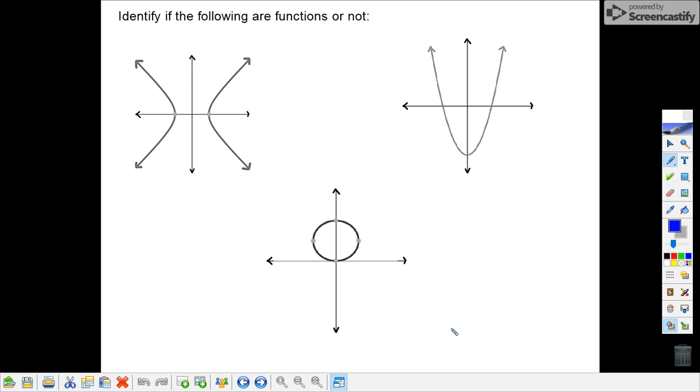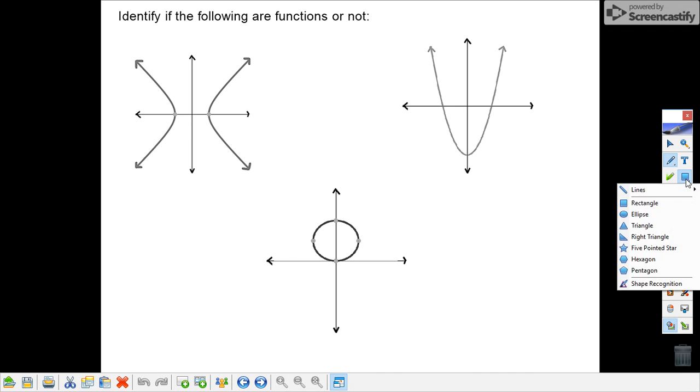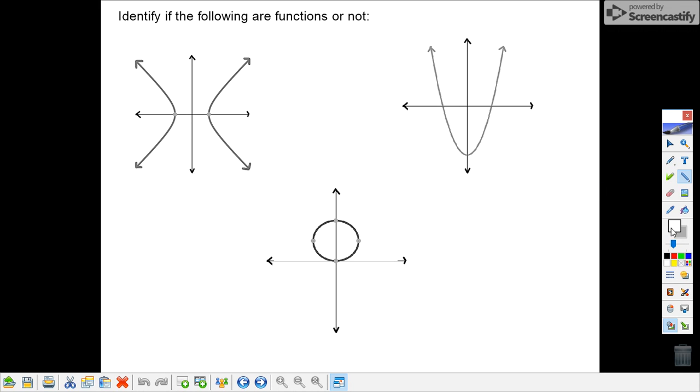I just want to briefly go over how to determine, based on a graph, if something's a function or not. So the definition of a function is that for every input you have exactly one output. For that reason, we use something called the vertical line test.